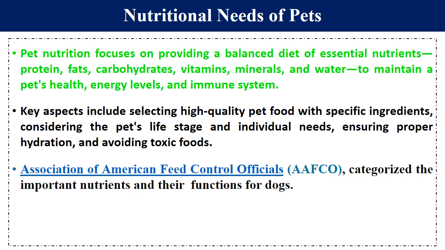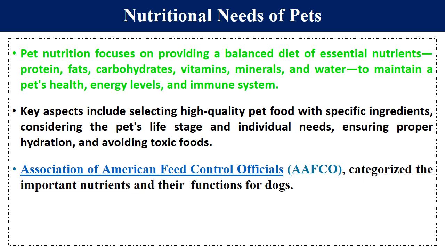The key aspect of pet nutrition is including high quality pet food in the preparation, and in which we need to include specific ingredients considering the pet's life stage and individual needs. So stage of life or age and the individual needs, these two should be kept in mind while selecting the ingredients, which will ensure proper hydration and avoiding toxic foods.